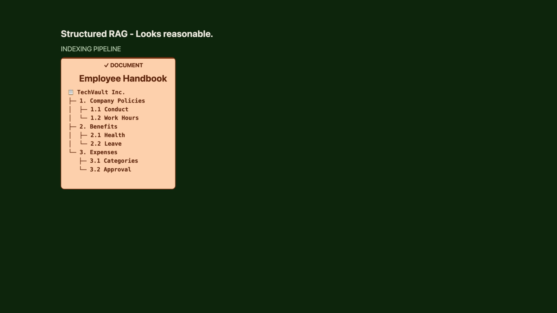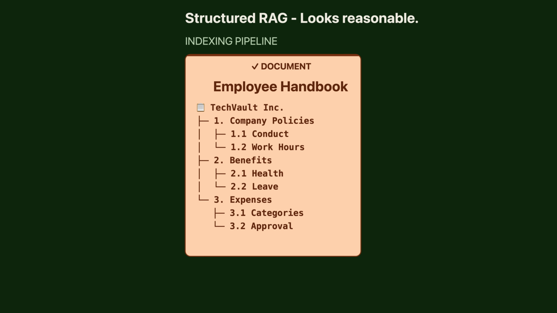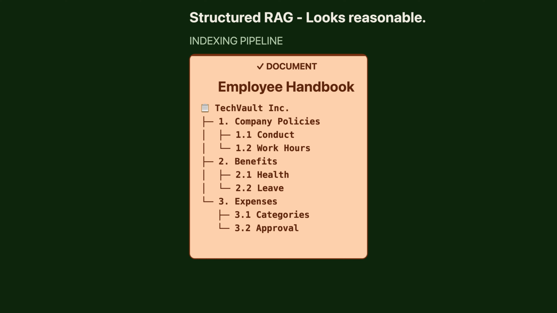Let's start with reviewing traditional RAG using our fictional company TechVault. Here's their employee handbook. 40 pages, 3 levels deep. Every chapter, section and subsection in exactly the right place. This structure matters. When you need the expense approval policy, you don't search section 1. You go to 3.2. The structure tells you where to look.